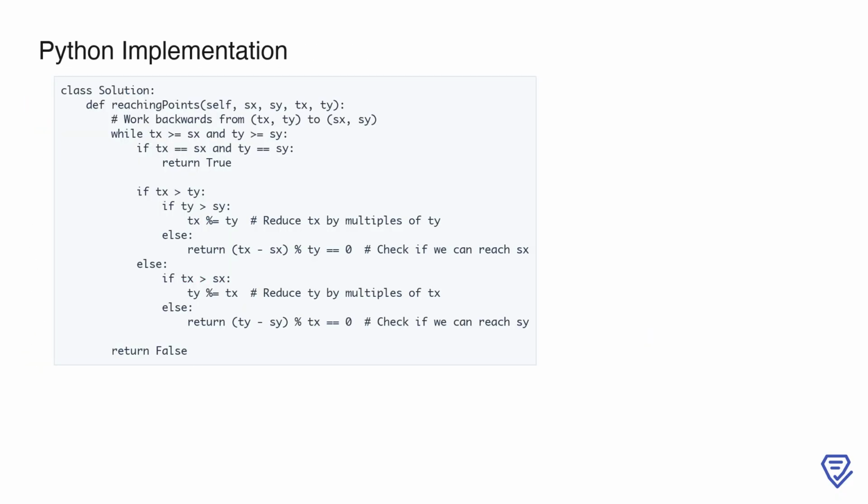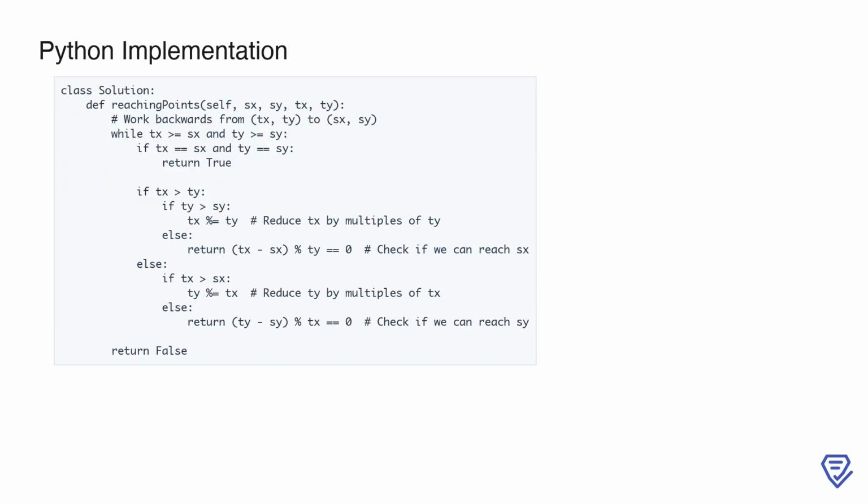This Python implementation solves the LeetCode problem number 780, Reaching Points, by working backwards from the target point, tx, ty, to the starting point, sx, sy. The core idea is to reverse the operations allowed in the problem and reduce the target coordinates until they match the starting coordinates or become smaller than them.